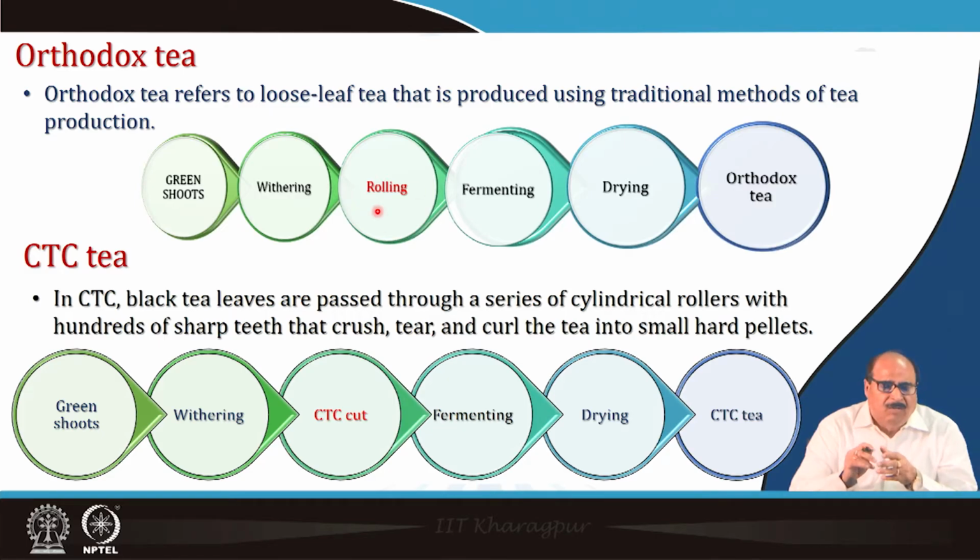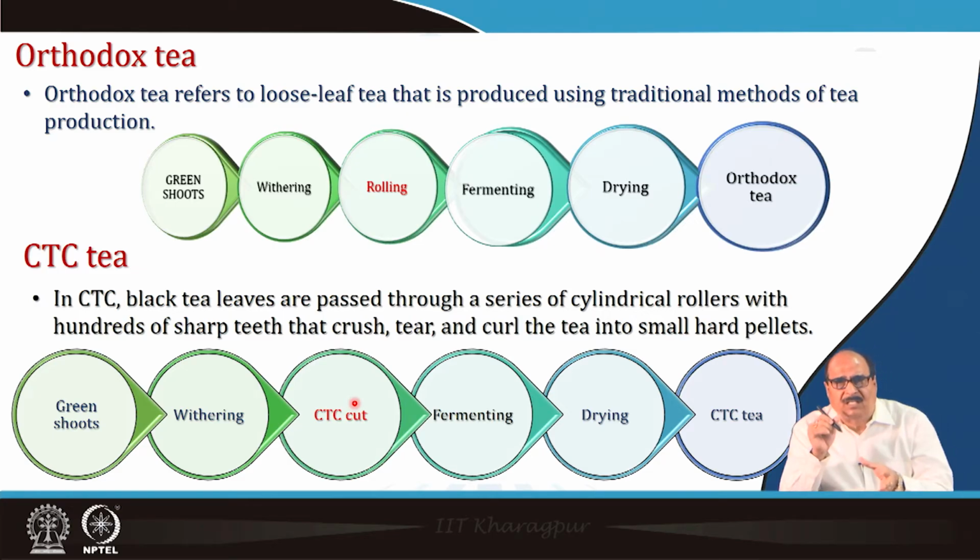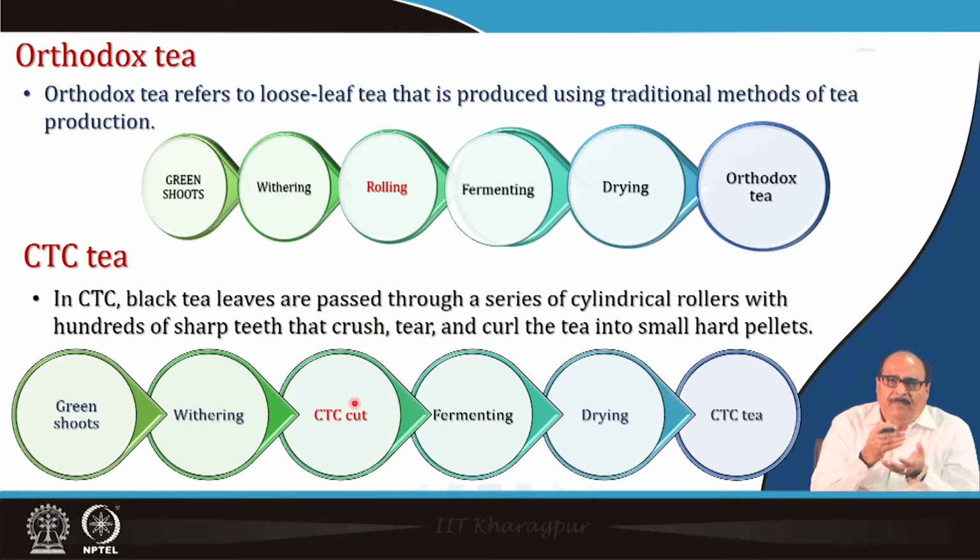In the orthodox tea either hand rolling or such other rolling is used, whereas in the case of CTC the black tea leaves are passed through a series of cylindrical rollers with hundreds of sharp teeth that crush, tear and curl the tea into small hard pellets. So, here the extent of the tissue damage is more. With CTC tea you get a higher number of cups, and also the brew has a better color, whereas the orthodox teas are known for their better flavor.